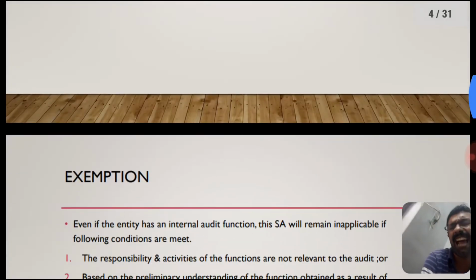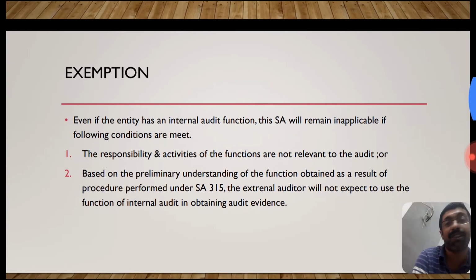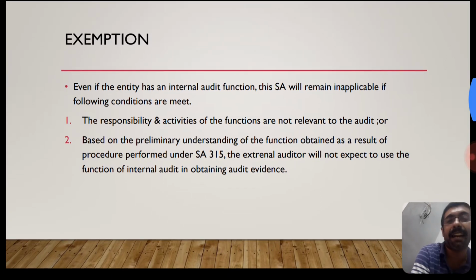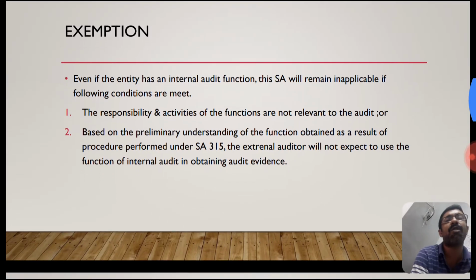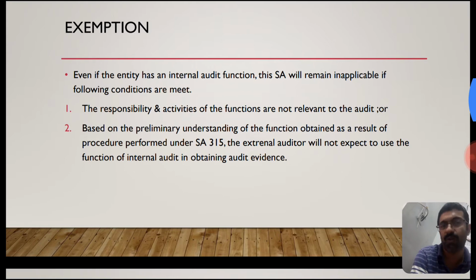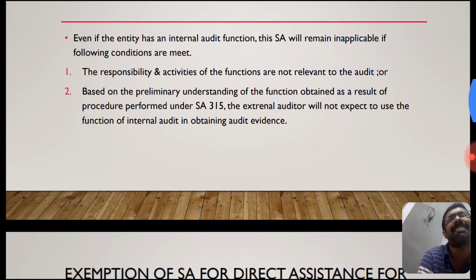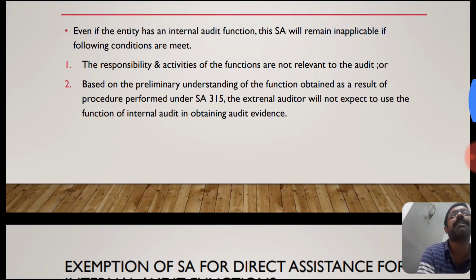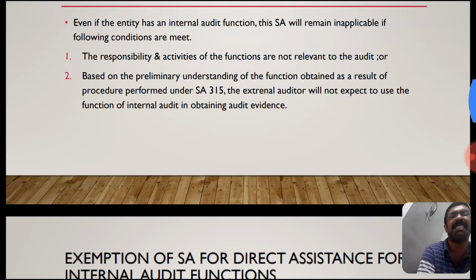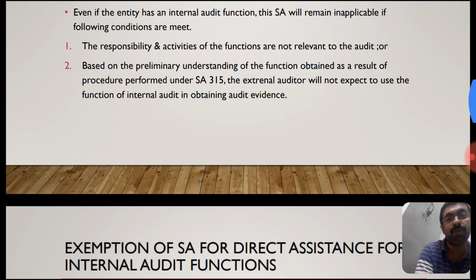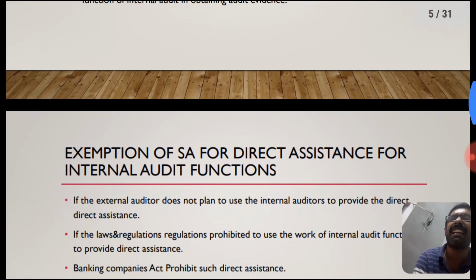And the standard is not applicable for direct usage if the entity does not have an internal audit function, or the entity has an internal audit function but it is not relevant for the purposes of the external auditor, or based on the preliminary assessment the auditor obtains a high risk of material misstatement, where the probability of misstatement may be higher. In that situation also the external auditor will not use the function of the internal auditor.